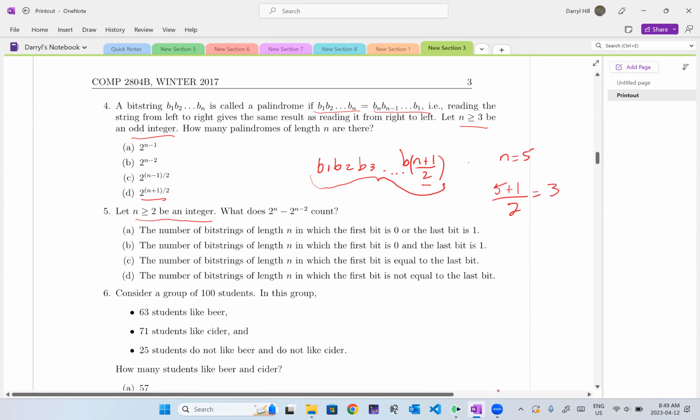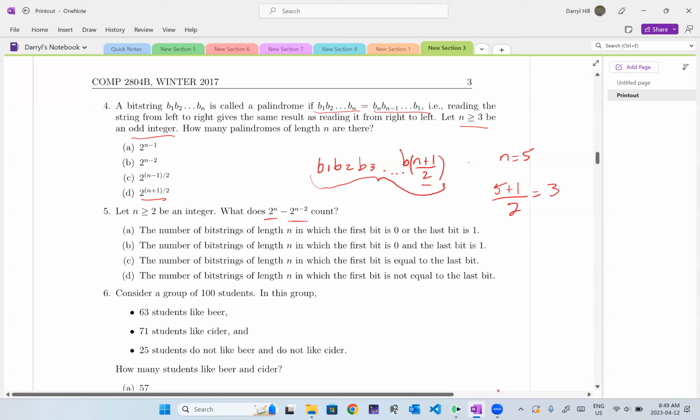Let n greater than or equal to 2 be an integer. What does 2 to the power n minus 2 to the n minus 2 count? So that's all in terms of bit strings. If I know my bit strings of length n, I know that there are 2 to the power n of them. That's the simple product rule. Now this looks like the complement rule where I'm subtracting something.